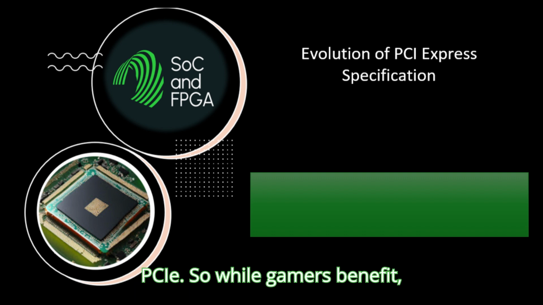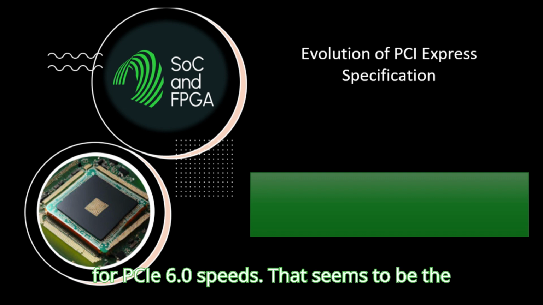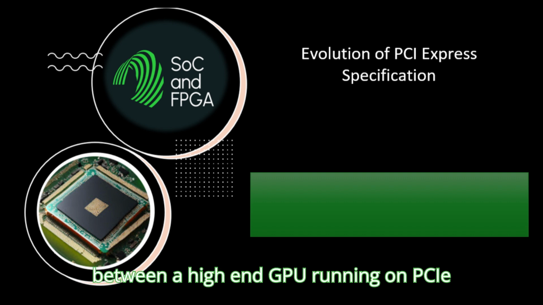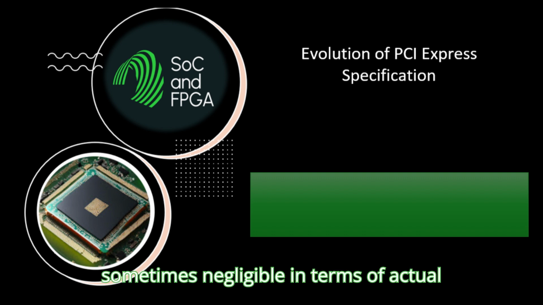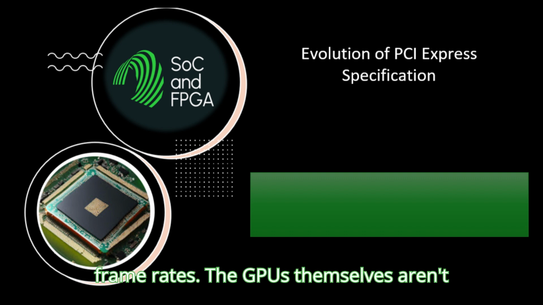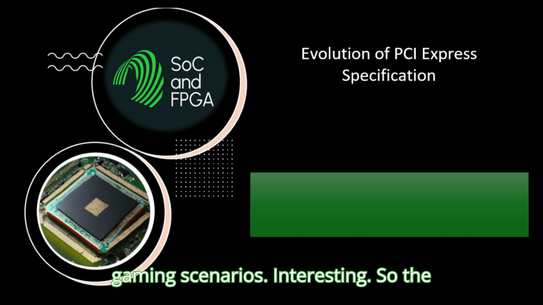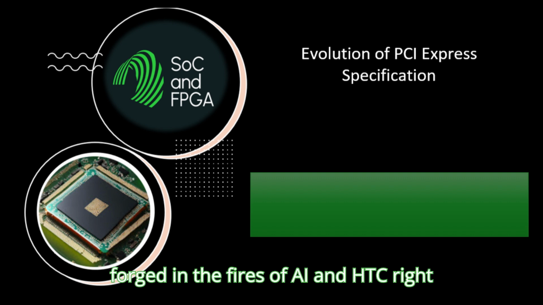So while gamers benefit, they aren't necessarily the main reason for PCIe 6.0 speeds. That seems to be the case. For many games, the difference between a high-end GPU running on PCIe 4.0 versus 5.0 is often pretty small, sometimes negligible in terms of actual frame rates. The GPUs themselves aren't always bottlenecked by the bus in typical gaming scenarios. Interesting. So the cutting edge of PCIe is really being forged in the fires of AI and HPC right now.